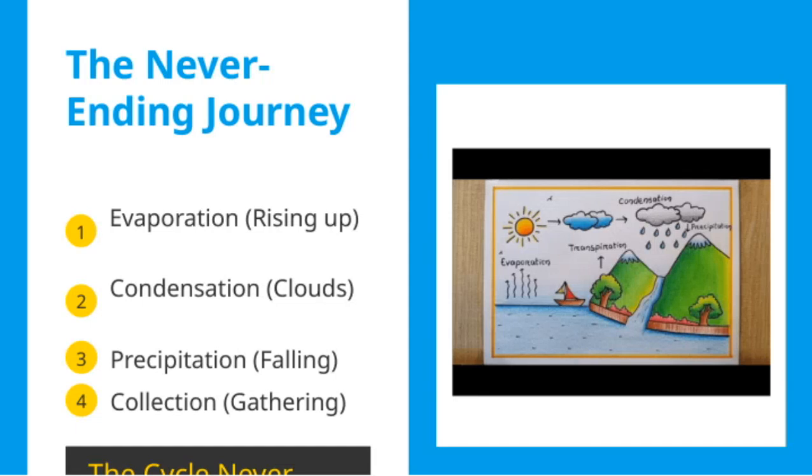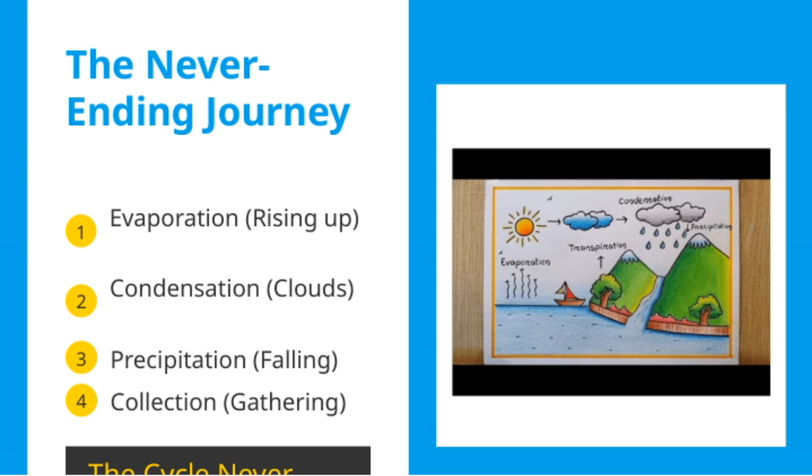And here we are at the final slide, and I want to emphasize that this cycle truly never ends. It's a continuous process, a never-ending journey that sustains life on Earth. Starting with collection or gathering, this is when water from the surface gathers in bodies like lakes, rivers, and oceans. Then, we move to precipitation, which is when that water falls from the sky as rain, snow, or other forms. Next is condensation, where water vapor cools and forms clouds. And finally, evaporation, where the water rises back up into the atmosphere.